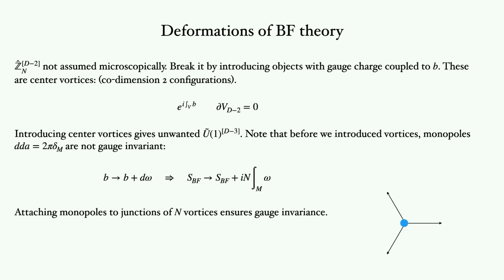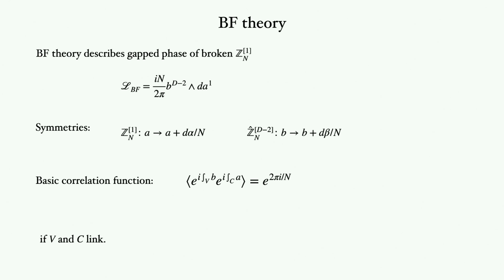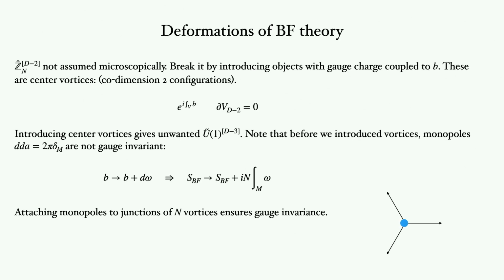Okay? However, there is this symmetry here, but in my underlying theory, we will play a game from now on for a while. I will say, here is a symmetry. This is actually an emergent symmetry of the BF theory, and it is not assumed microscopically, so let me break it. I will introduce objects with gauge charge coupled to this B field. And guess what? These are center vortices. These are codimension 2 objects.